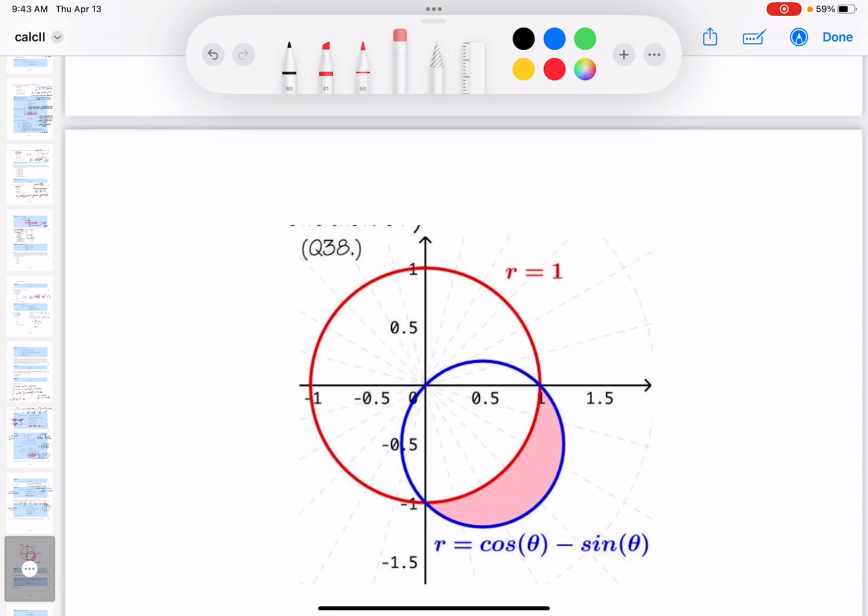Okay, so they want me to get the shaded region, and that's that little pinkish area there. Looking at it, they tell me what the curves are. They tell me the main circle is r equals 1, and this other circle is r equals the cosine of theta minus sine theta.